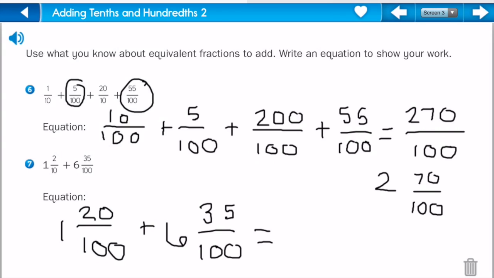That equals, yes, so that equals 7 because I added my 1 and my 6, and then I leave my denominator the same. And now I had 20 plus 35, which equals 55. Okay, and so now I have 7 and 55 hundredths.